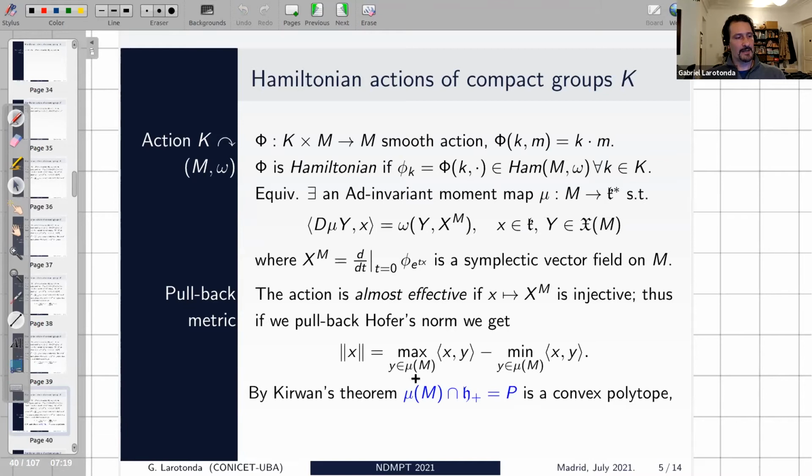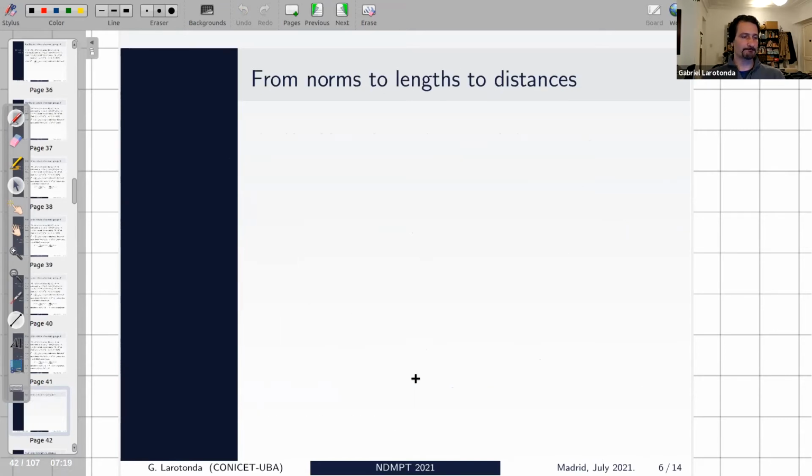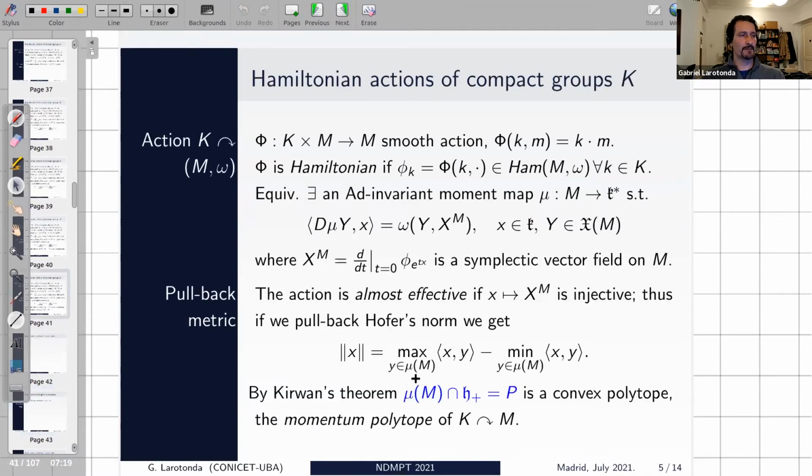And now by Kirwan's theorem, this is certainly a convex polytope. So this is our main source of examples for the construction of Hofer's norms, right? Now, this is what we call the momentum polytope. And we have discussed norms in the Lie algebra. Here are norms in the Lie algebra of the group K.